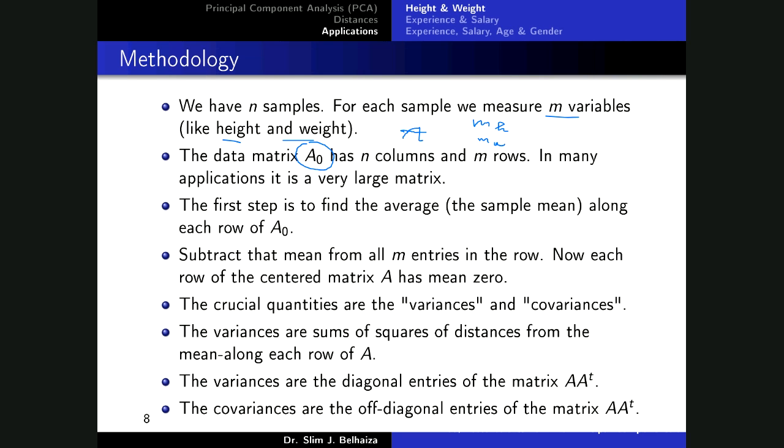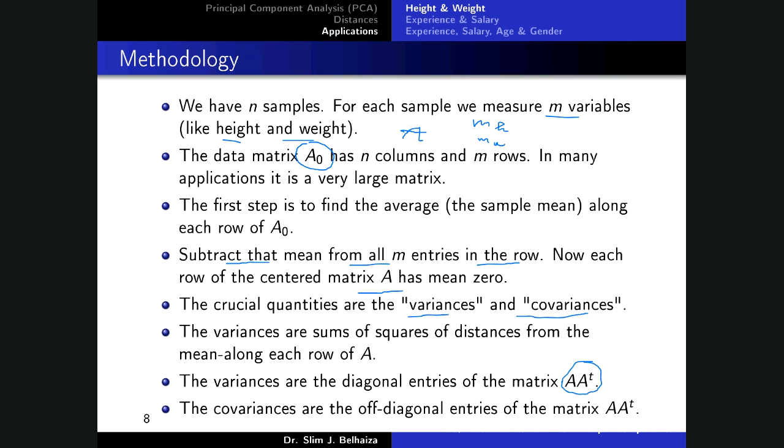Okay, of course, in many cases, we are talking about a very large matrix. But here in our example, we'll be working on a very small matrix. So if you subtract that mean from all the M entries in the row, we obtain a centered matrix. And there are also crucial quantities we call variances and covariances obtained if you do just the simple multiplication AAT, you obtain the covariance matrix, in fact.